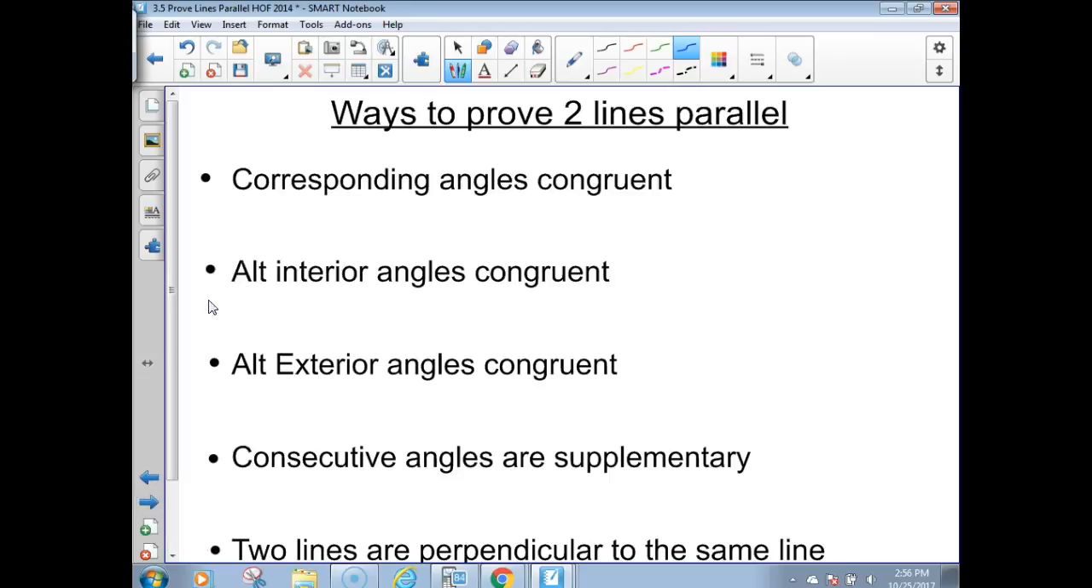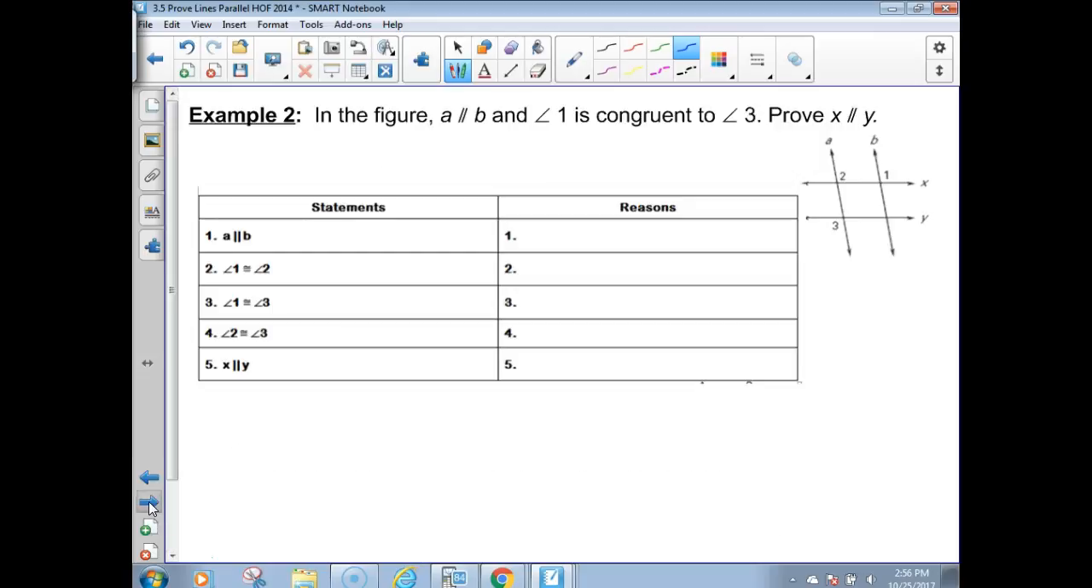There are 5 ways to prove the two lines are parallel. Corresponding angles congruent, alternate interior angles, alternate exterior, consecutive interior angles supplementary, and 2 lines perpendicular to the same line. The first example you have, example 2, is a proof.